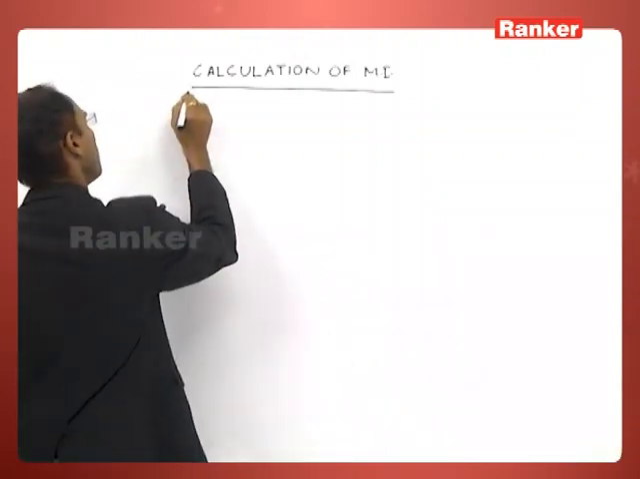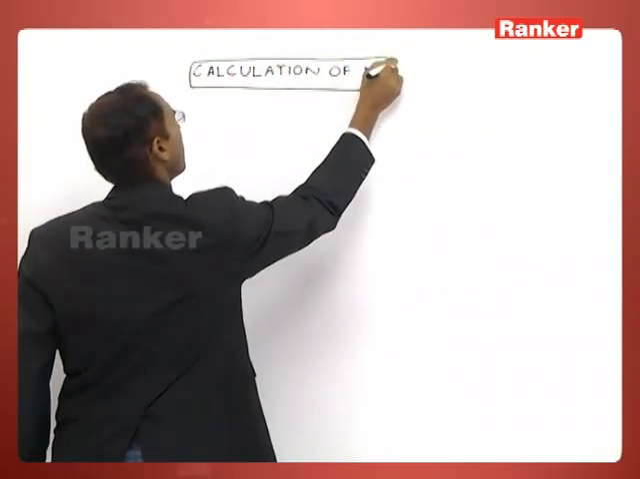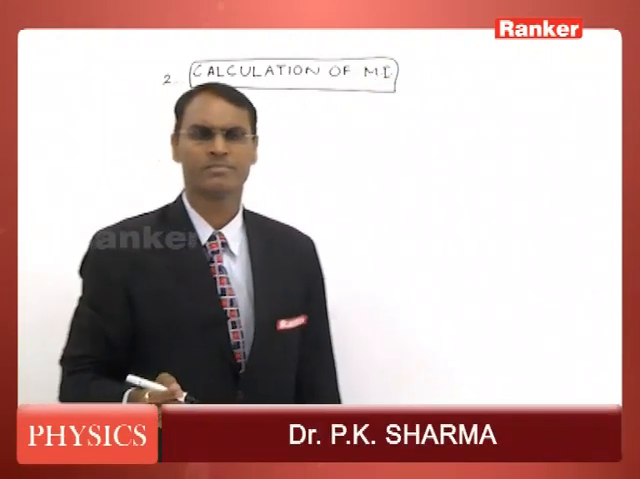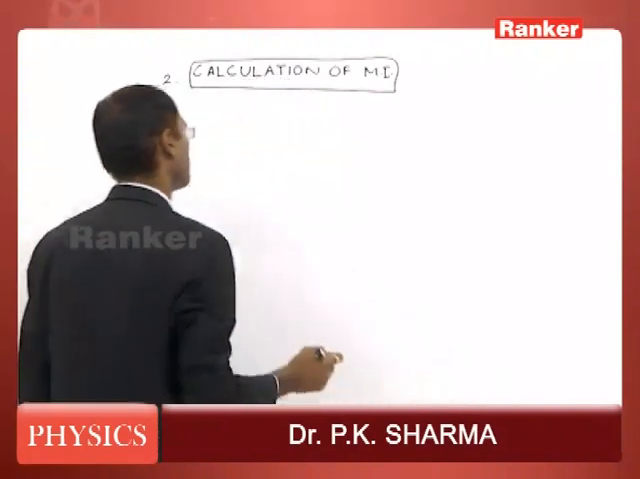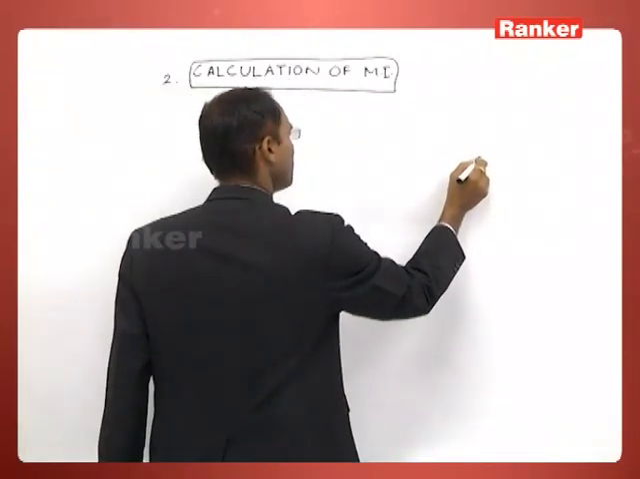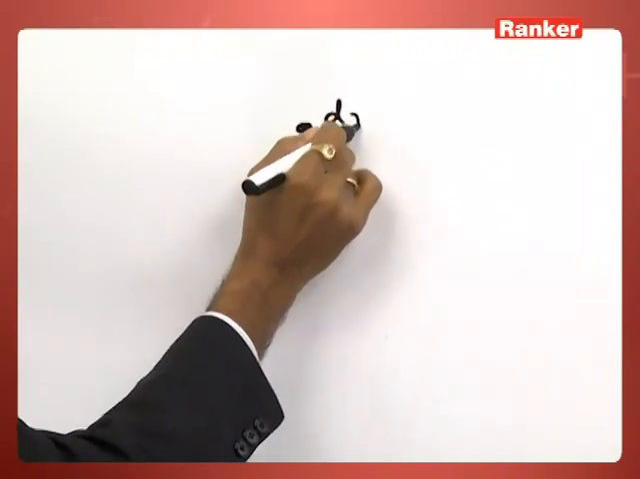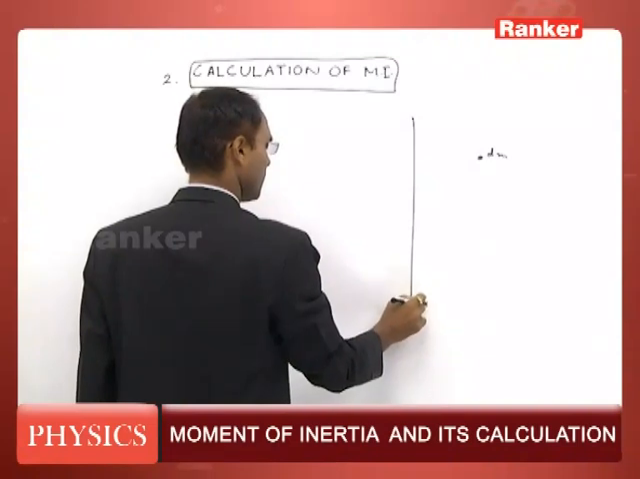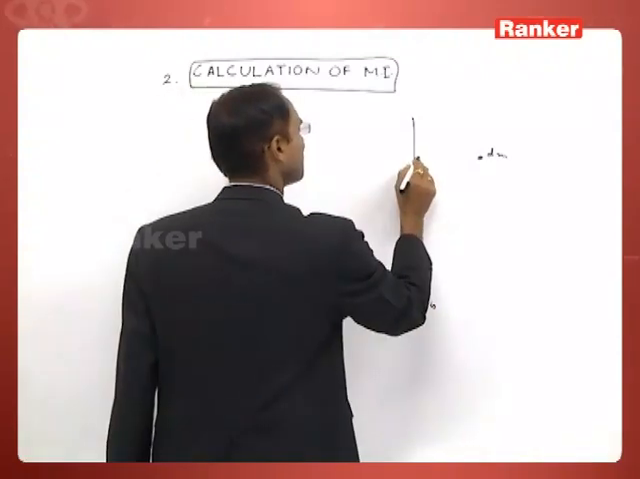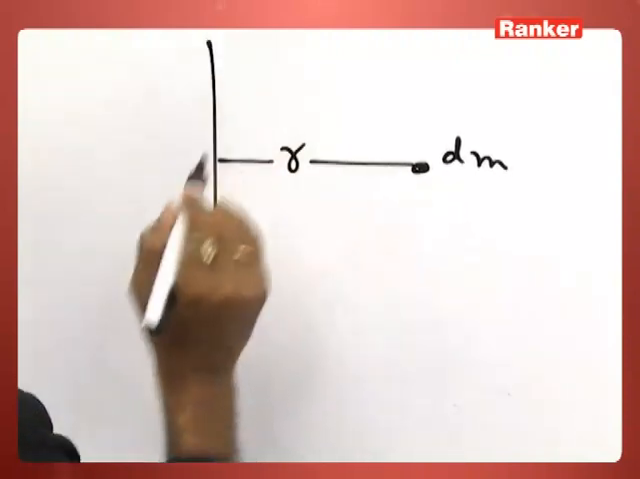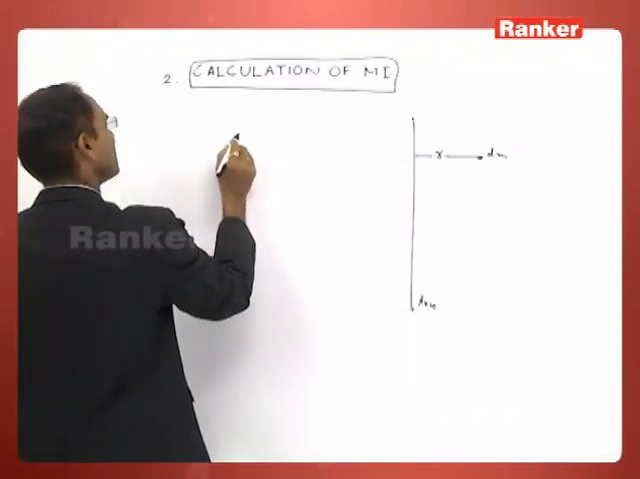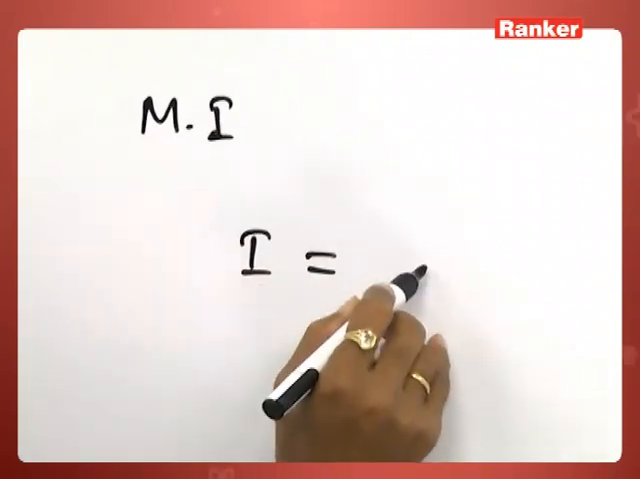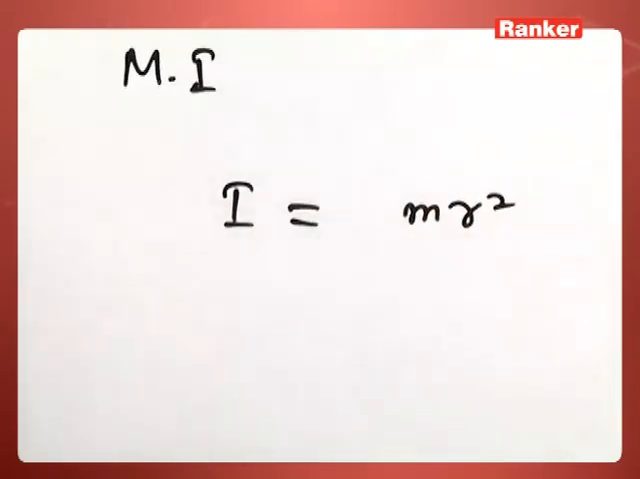Calculation of moment of inertia of a rigid body. The moment of inertia of a point mass with respect to the given axis is defined as I is equal to m into r square.